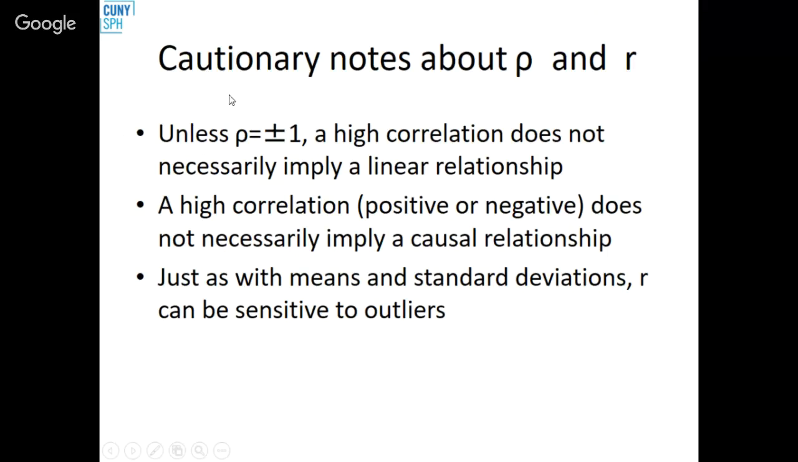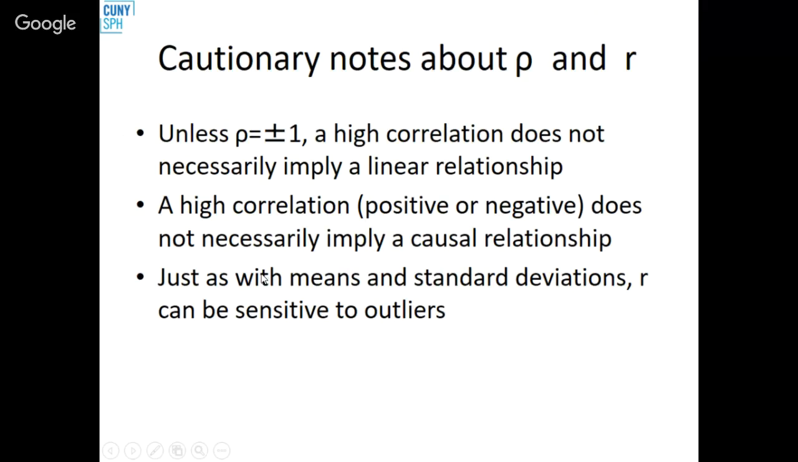It's worth noting that unless you have a perfect correlation, a high correlation does not necessarily mean you have a linear relationship. There was an example I showed before with a bit of a curve in the line that could have a very high correlation coefficient, even though that relationship was not linear. A high correlation also does not imply a causal relationship. It just means there is a relationship, that they tend to vary together, but it doesn't mean that it's causal.